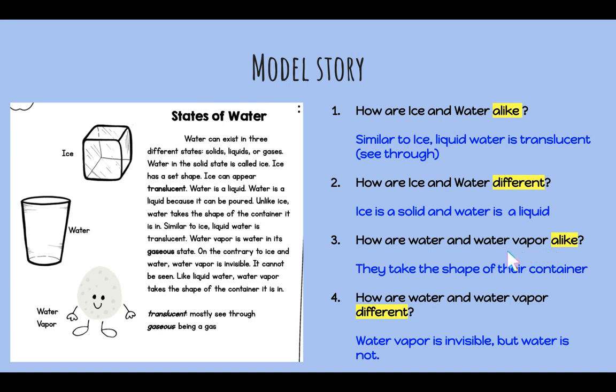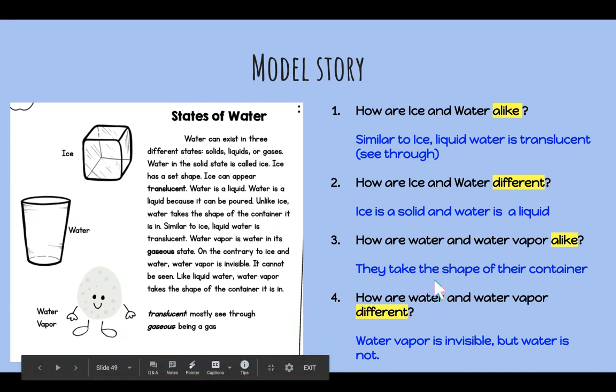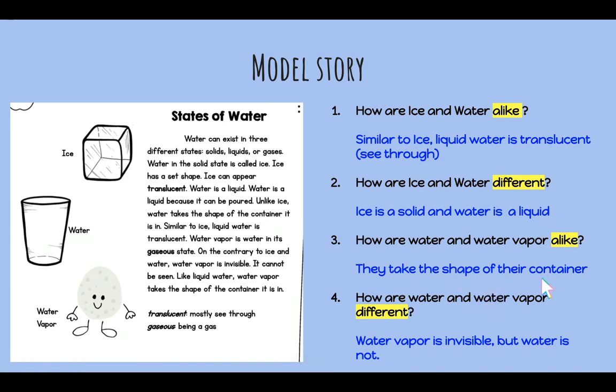Okay, moving on to question number 3, where it says, how are water and water vapor alike? So I have moved on from ice and water, and now I am looking for water and water vapor, which are also similar, but also two different things. Okay, so water and water vapor alike. I came up with the answer: they take the shape of their container.